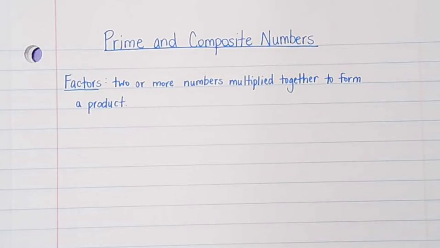Another one, factors of 20. Well, I got 1 times 20. Then I've got 2 times 10. Then I have 5 times 4. So some numbers have more than other numbers for factors, and that's okay. Not every number has the same number of factors, and that's totally fine.